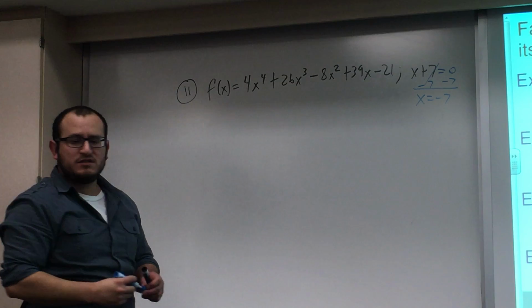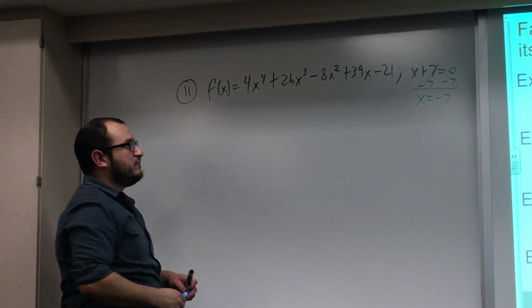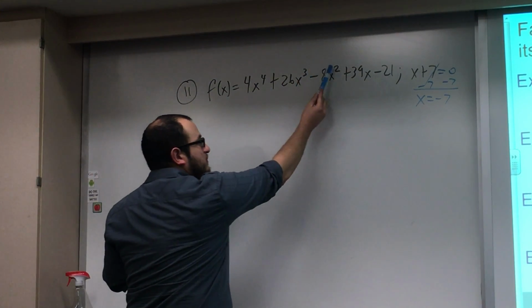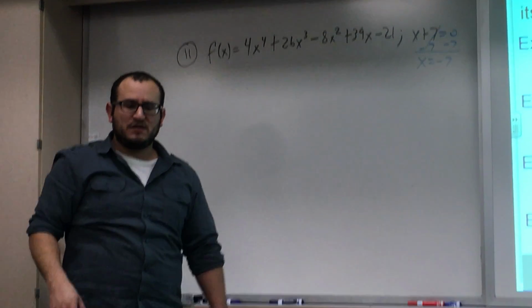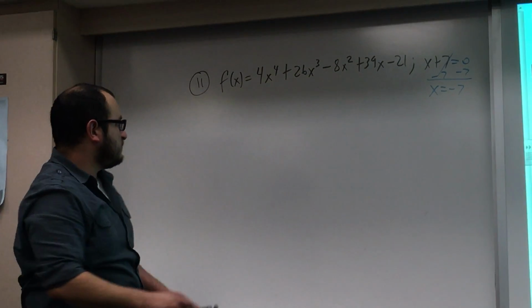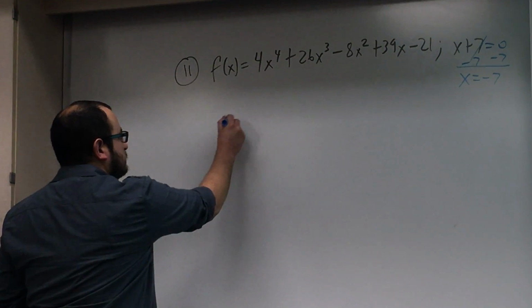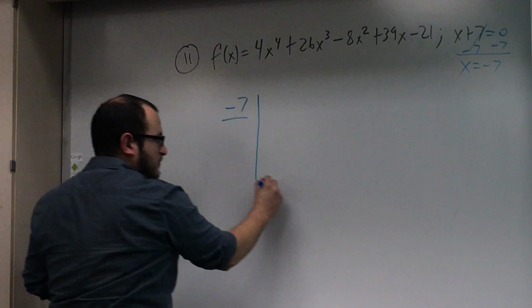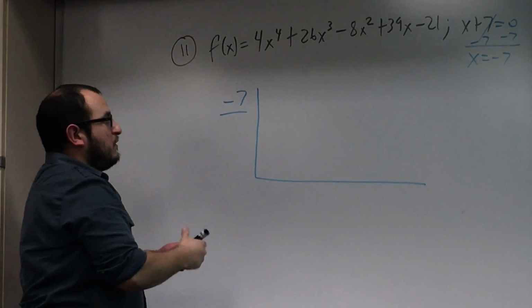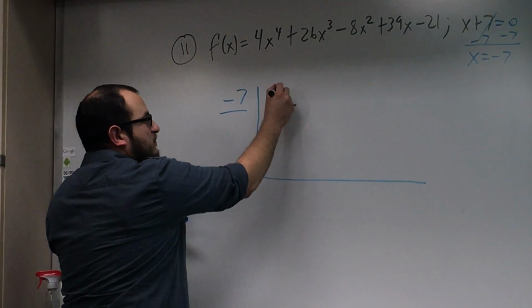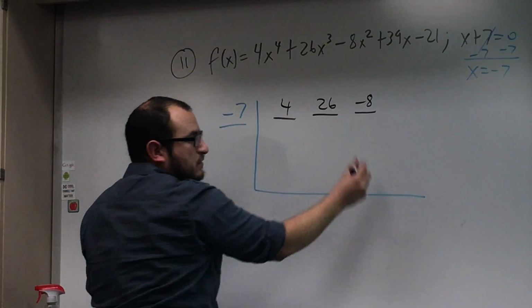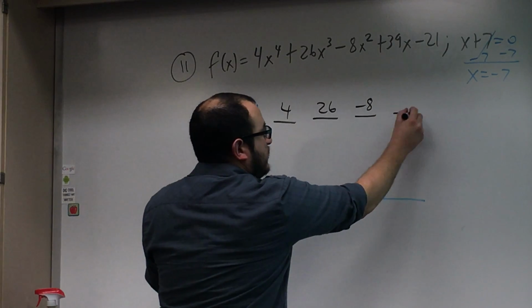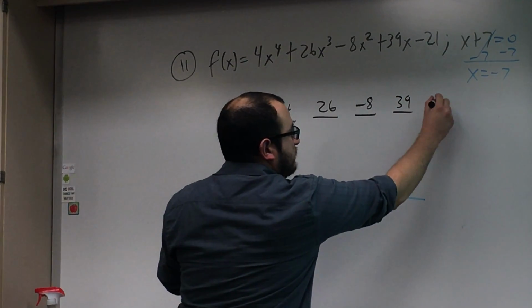Okay? And is my polynomial in standard form? 4, 3, 2, 1, 0. So it is in standard form. So that just means that I don't have to add any zeros. All right. So the leading coefficient here is 4. This one is 26, -8, 39, and -21.